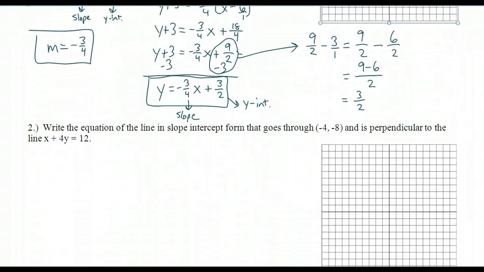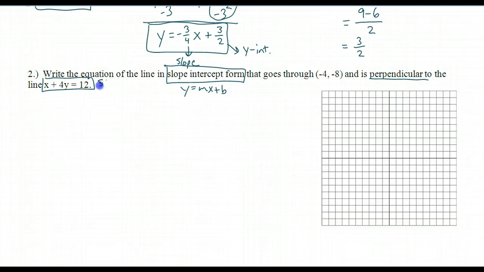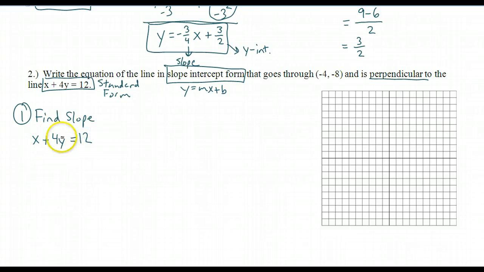Our second example. Again, we're going to write our answer in slope-intercept form, y equals mx plus b, and we need it to be perpendicular to this line in standard form. So step 1, we need to find our slope. So I'm going to take the line that I'm given and solve for y. I'm going to convert from standard form to slope-intercept form.